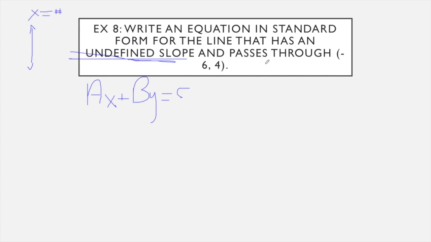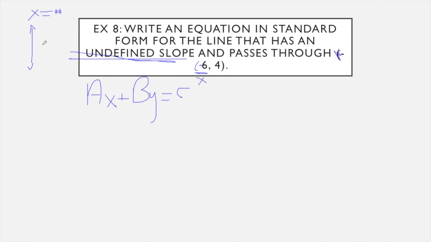They tell us it passes through the point negative 6, 4. So this is a negative here. It's just cut off on the right over here. So it passes through the point negative 6, 4. So in other words, what value of x is true for this point? Well, the x value is a negative 6.